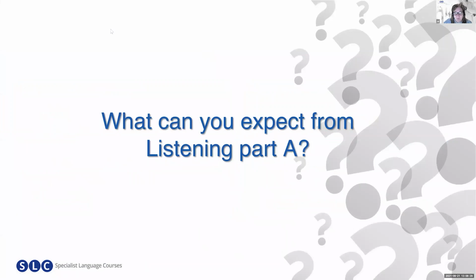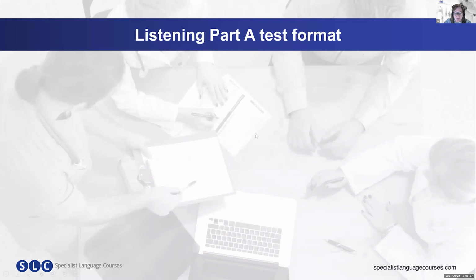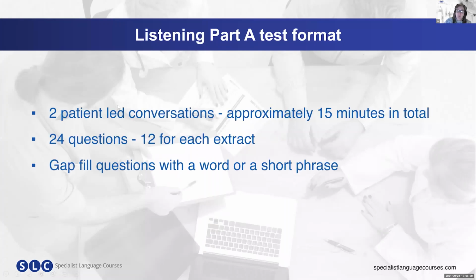Okay, so we'll just do a brief look at what you can expect from listening part A. I know some of you probably already know this if you've been studying for OET for a while, but it's 2 conversations, about 15 minutes in total. Each conversation's 5 minutes, so it includes pauses. 24 questions, 12 for each extract, and it's gap fill. So you just fill in some gaps with a word or a short phrase.